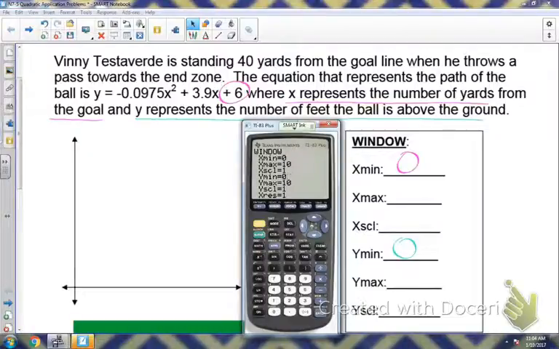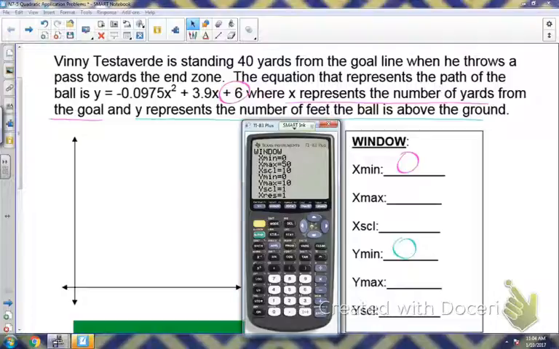Okay? Alright, so let's think about this. Our X represents the number of yards from the goal. We know that he's standing at the 40-yard line. So let's change our X max. Let's just say 50. Okay? Now, whatever you set your window to is how I want you to graph it on your paper. I don't want to make this X scale here, I don't want to make 50 marks. Okay? So I'm just going to increase by 10.